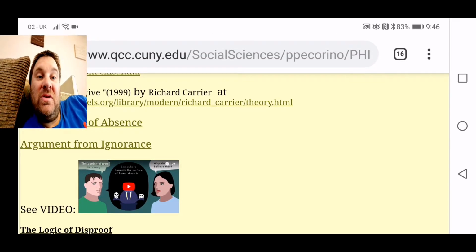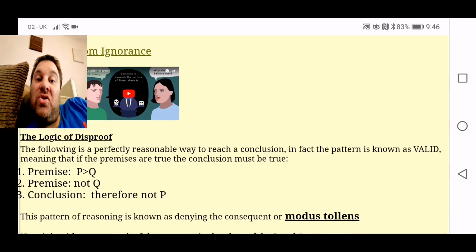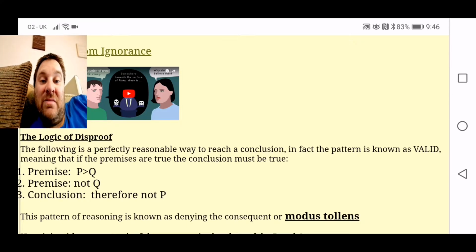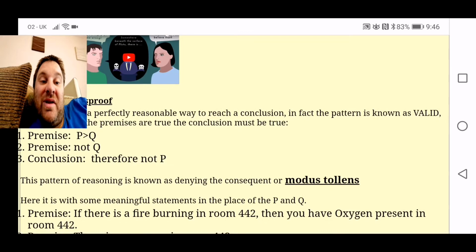From the City University of New York. The logic of disproof. The following is a perfectly reasonable way to reach a conclusion. In fact, the pattern is known as valid, meaning that if the premises are true, the conclusion must be true. Premise: if P, then Q. Premise: not Q. Therefore, not P. This pattern of reasoning is known as denying the consequent, or modus tollens.